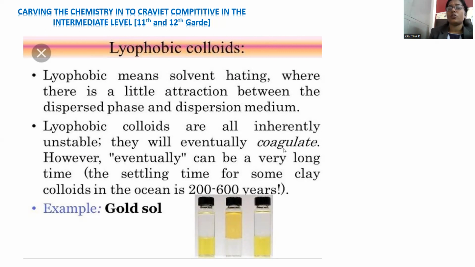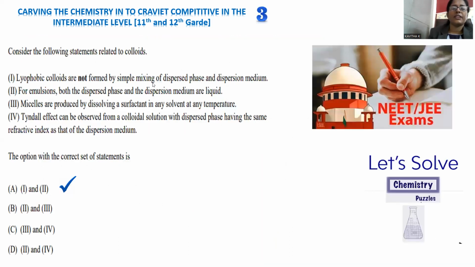That's why we need to add coagulating agents. They can easily coagulate and easily precipitate at the bottom. We can clearly observe that. Gold sol is the simplest example of a lyophobic colloid. So whatever explanation they provided is exactly correct. They are not easily formed by mixing dispersion phase and medium. Some kind of external stabilizing agents must be mixed, and only then they will become more stable.